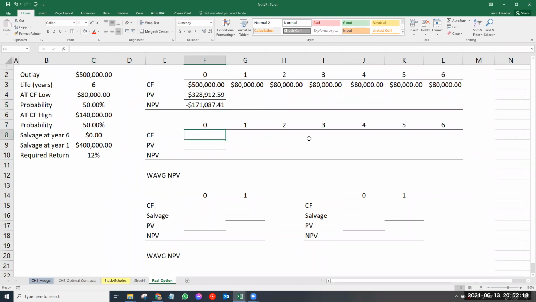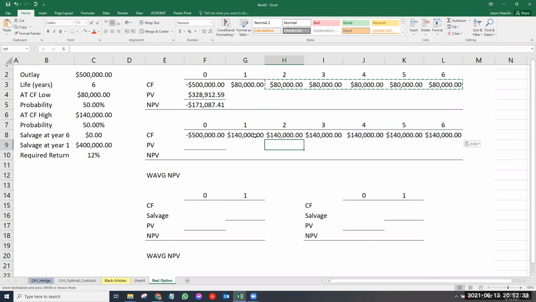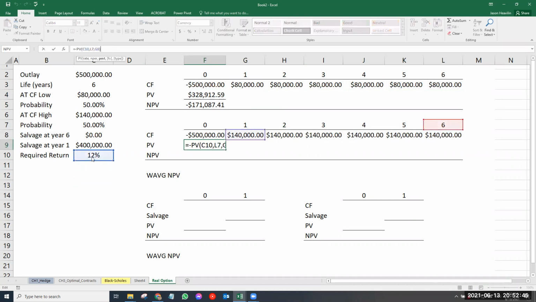So let's run the numbers with the high cash flow. We have the $500,000 outlay, and the $140,000 that will come if you get the high cash flows after tax for 6 years. For the present value, let's copy and paste, but we have to make an adjustment for the payment. Everything else can stay the same. That is the present value of those cash flows. If we add those two together, we get 75,597, a positive NPV.